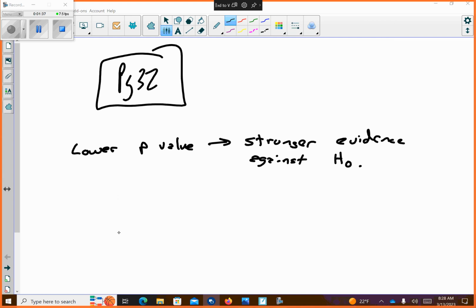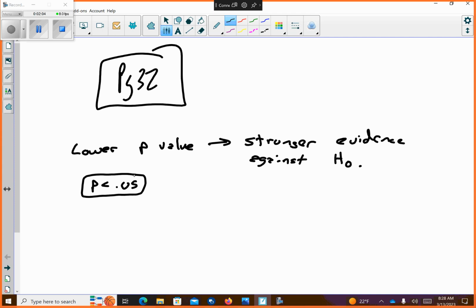We're on page 32. Lower the p-value, stronger the evidence against the null. So we had been saying that we wanted our p-value to be less than 0.05 when we do our test, right? And 0.05 basically means that you would be 95% confident that things would be in a certain way.